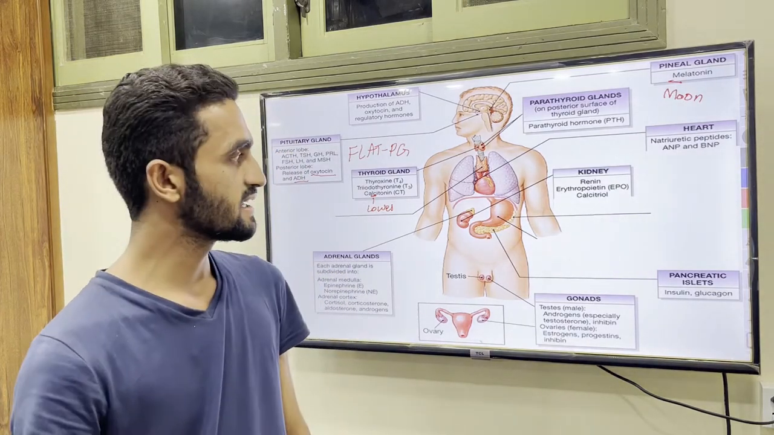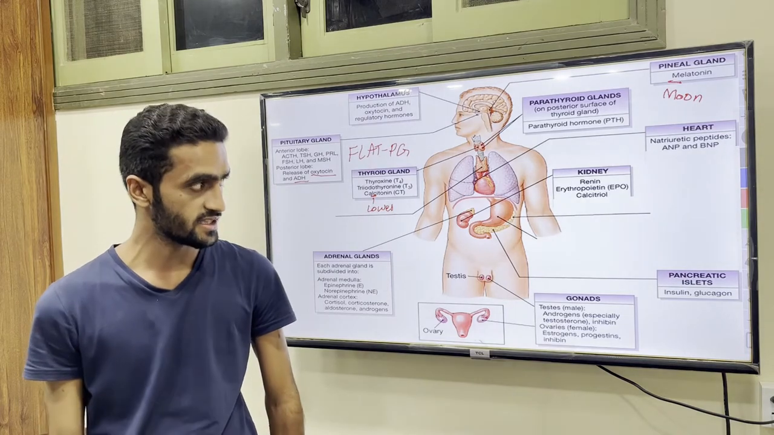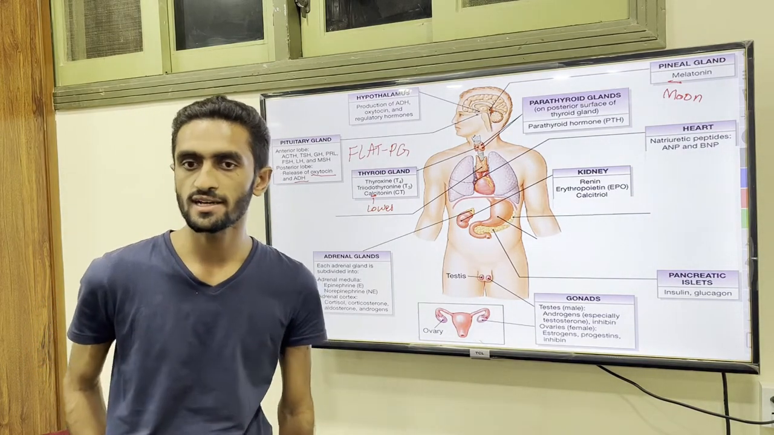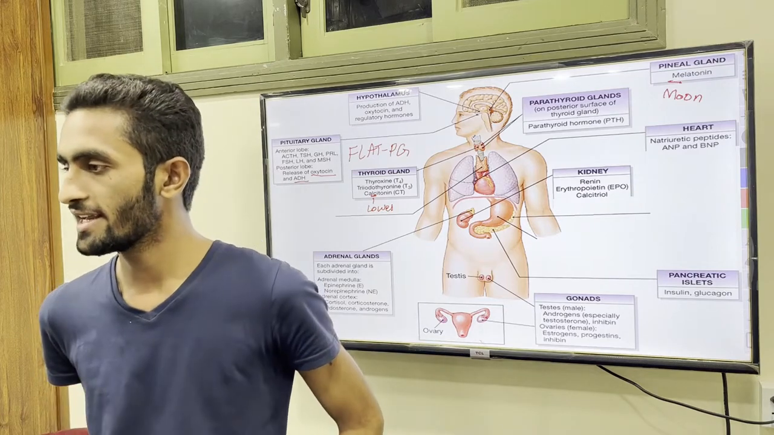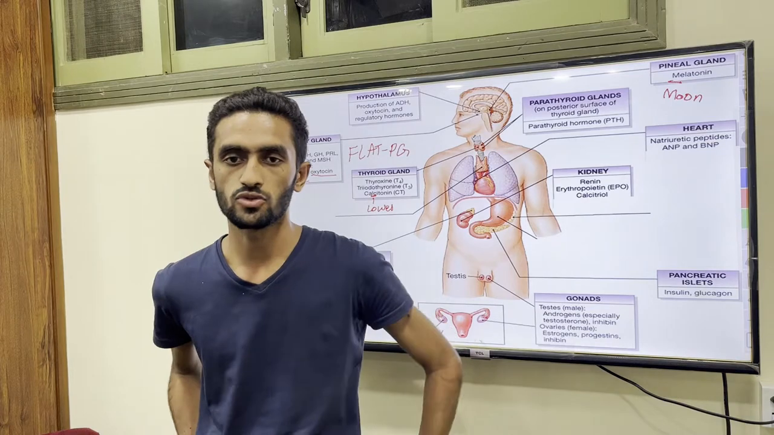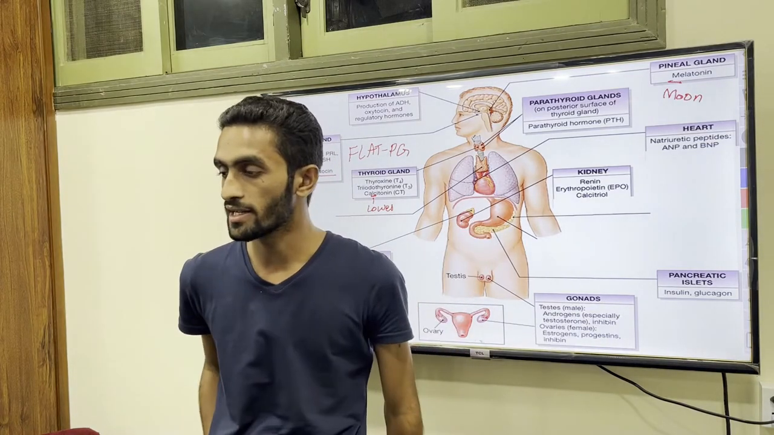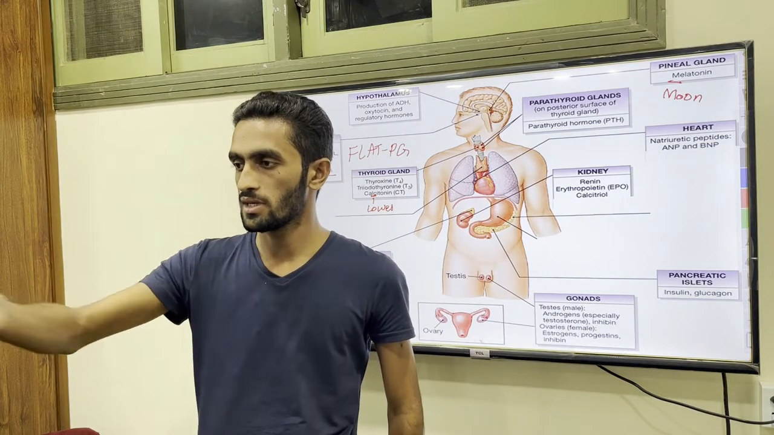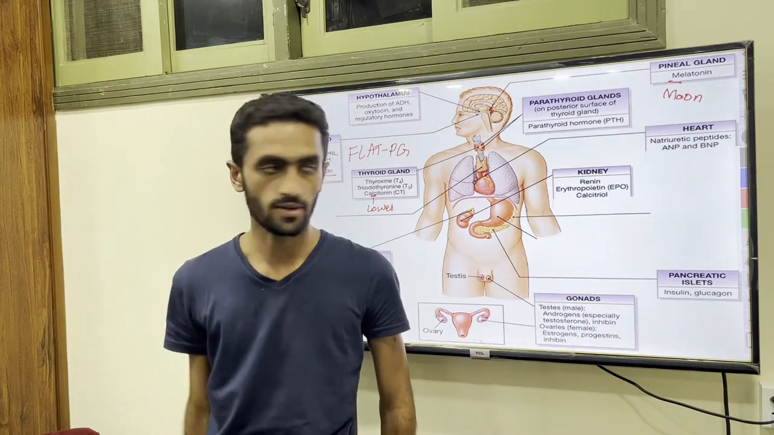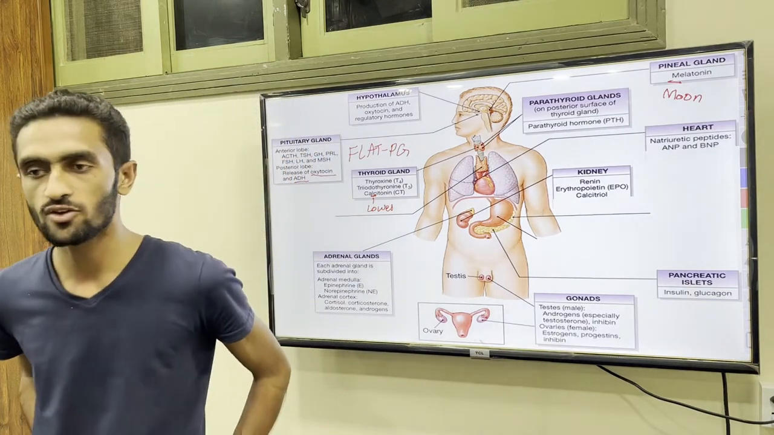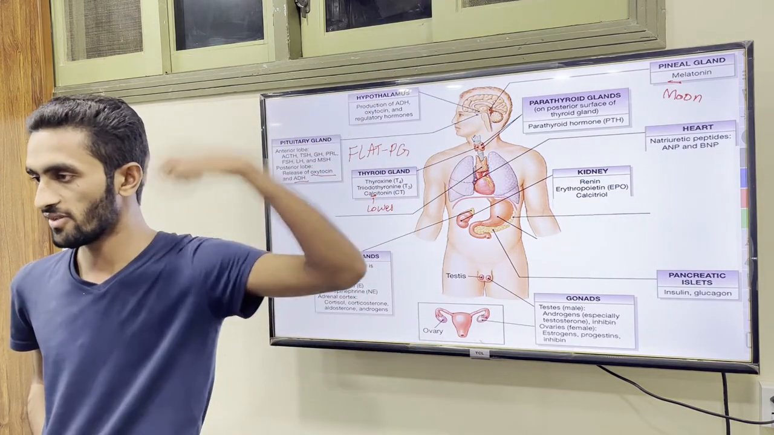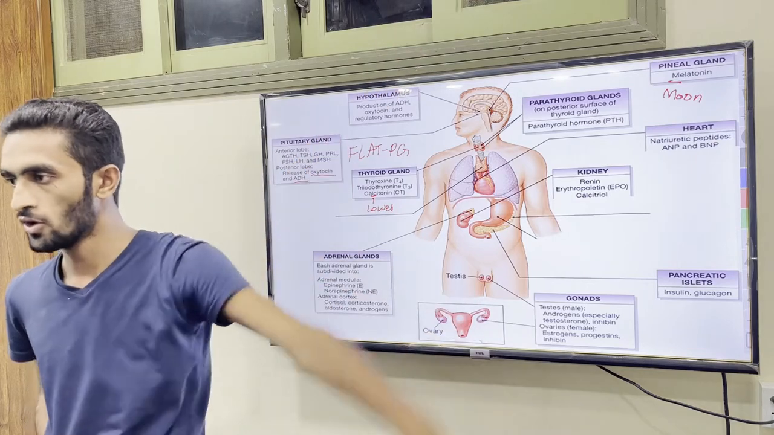And the kidney releases renin, erythropoietin, calcitriol. Renin is part of your renin-angiotensinogen system. Erythropoietin is the hormone for erythropoiesis, red blood cell formation. Calcitriol is the active form of vitamin D, formed by sunlight on the skin.